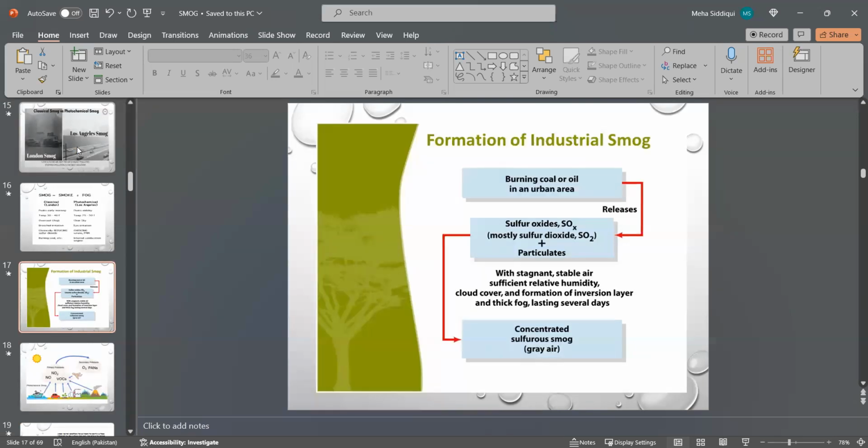Now, how is industrial smog formed? There is burning of coal or oil in urban air. It releases sulfur oxides, mostly sulfur dioxide plus particulates, which then combine with stagnant stable air, sufficient relative humidity, cloud cover, and formation of an inversion layer and thick fog lasting several days. This leads to the formation of concentrated sulfurous smog, which is gray in color.